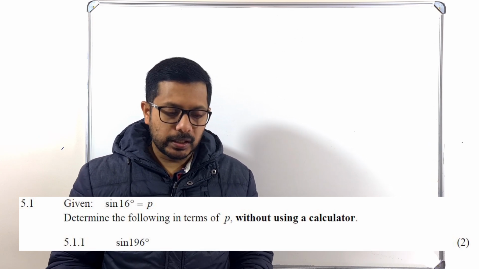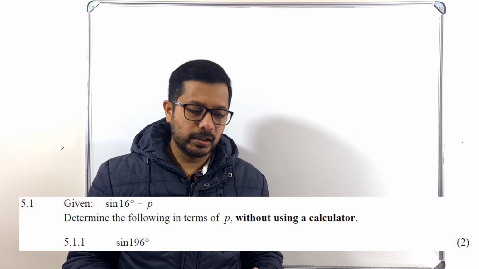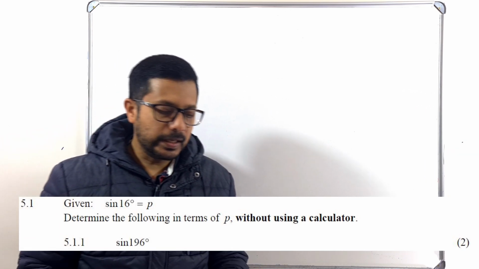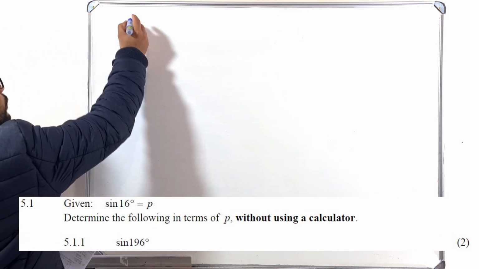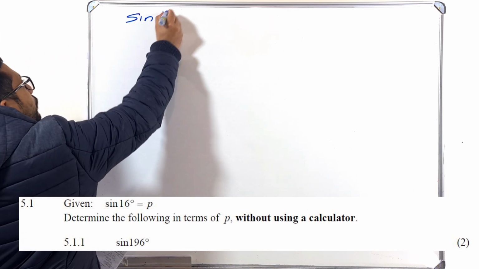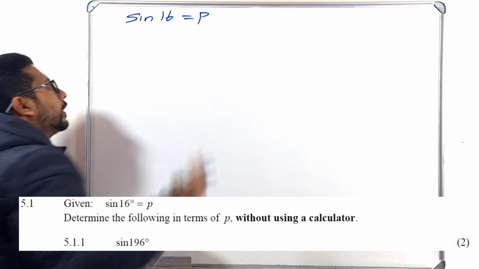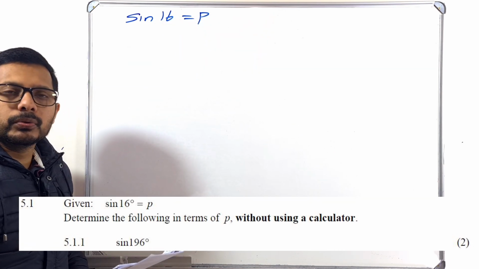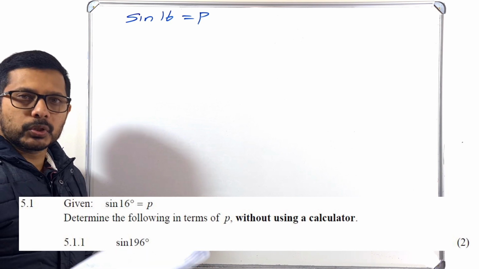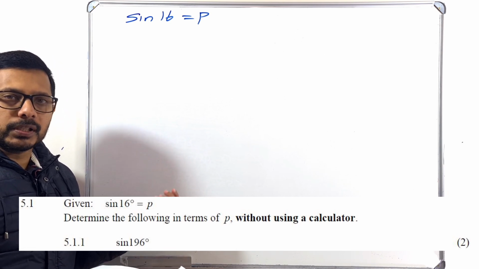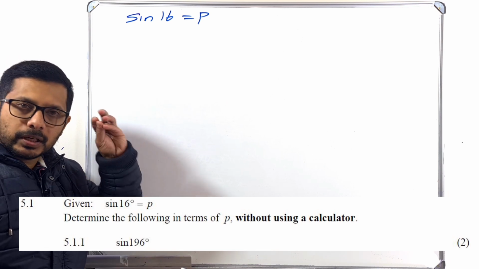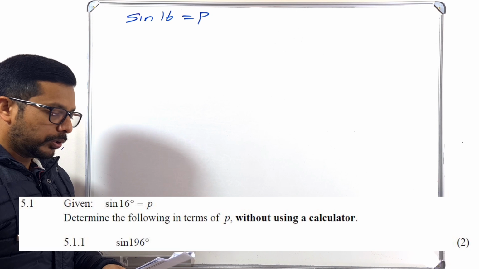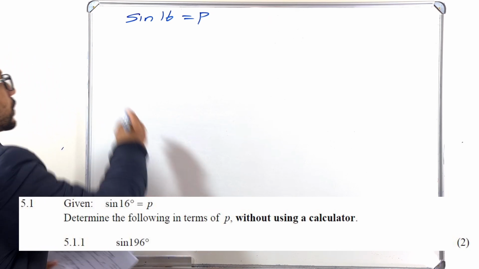Okay, so let's start question number 5, 5.1. November 2016, question number 5, 5.1. Given sine 16 is equal to P. So it is given that sine of 16 is equal to P, and determine the following in terms of P. So you have to answer the remaining questions in terms of P. In terms of P means in your answer you don't want a particular number. The P must be there. Okay, in terms of P without using a calculator.